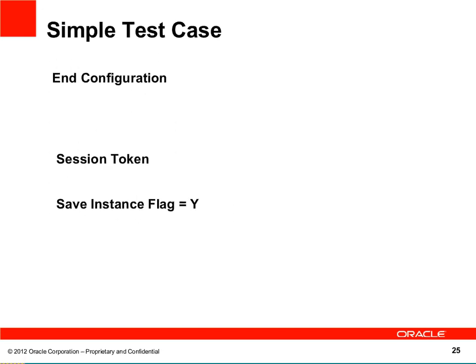In the end, after that change, we want to run an end configuration. Here again, we need to refer back to the same session, so the request needs to be sent back to the same session. So we need to provide a session token which says where it should go. And then we just need to say save instance flag equals yes, and that's it. This end configuration automatically closes the session.